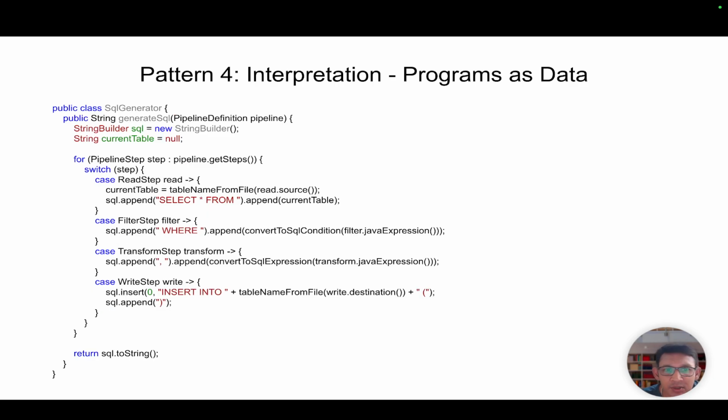Or you could have a SQL generation interpreter. The SQL generator takes the exact same pipeline definition and converts it to SQL instead of executing it directly. For a read step, it converts the file name to a table name and starts a select statement. For the filter step, it converts the Java expression to an SQL where clause. For a transform step, it converts the transformation to an SQL expression. This is powerful because you can run the same logical pipeline either in Java or in a database.